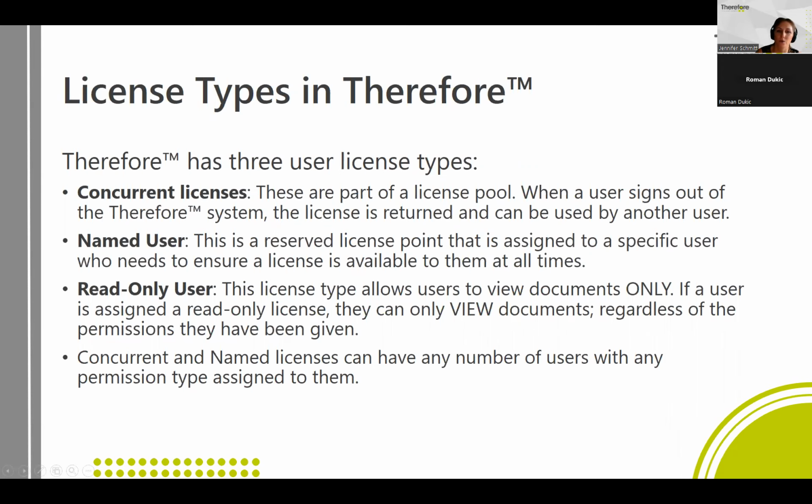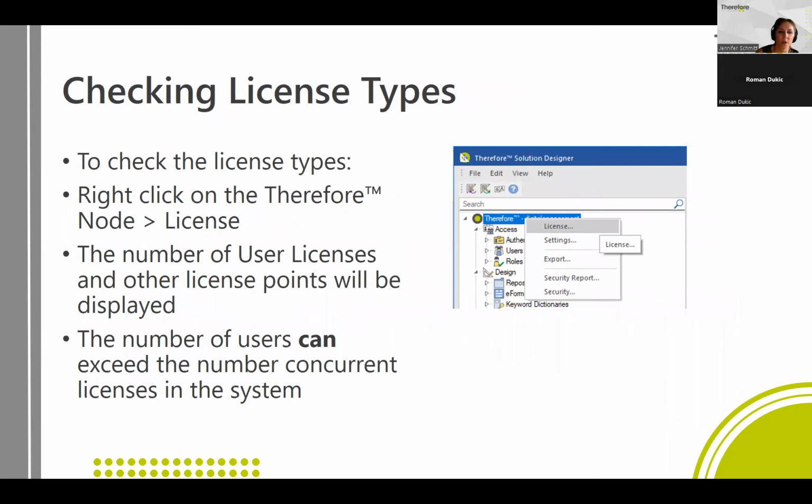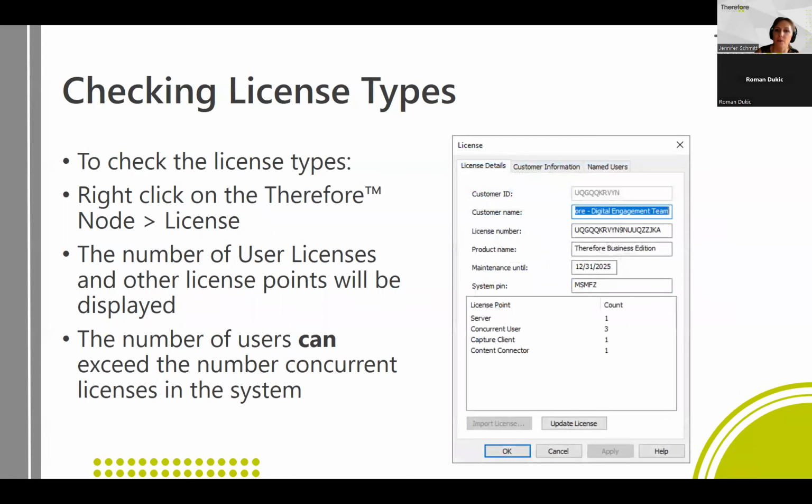So what I'll show you, concurrent and named license. You can check in your system: right click on there, select license, and then you'll be able to see how many licenses you have. My demo system right now, that I was using to make all these demos for the videos, has 3 concurrent users. But of course, as you saw in the video, I have like 30 different users on that system, or 20. I really have a lot of different users on that system.